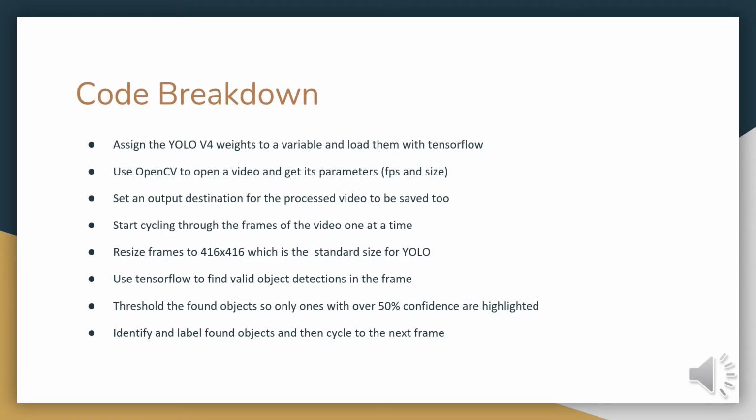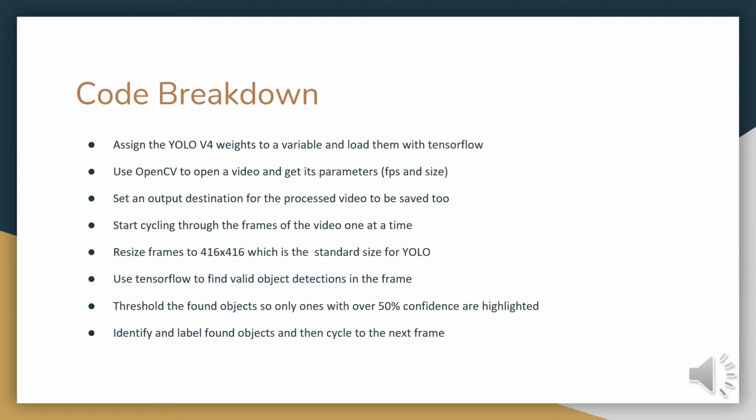Our finished code works as follows. The YOLO v4 weights are assigned to a variable and loaded with TensorFlow. OpenCV is then used to open a video and determine its FPS and size. An output destination for the processed video is then declared, and then, using a while loop, the code begins to cycle through the frames of the video one at a time.